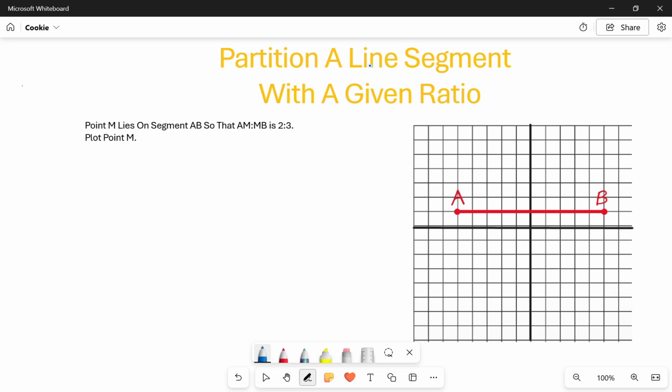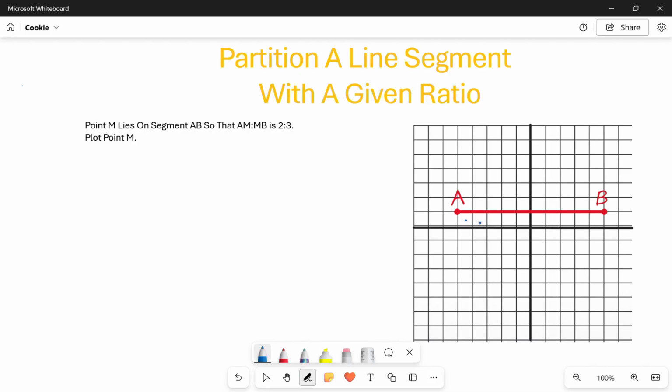Positioning a line segment with a given ratio. Point M lies in segment AB so that AM to MB is 2 to 3. Plot point M. As you can see, AM to MB is 2 to 3, which means there are 5 units in this distance in the segment.